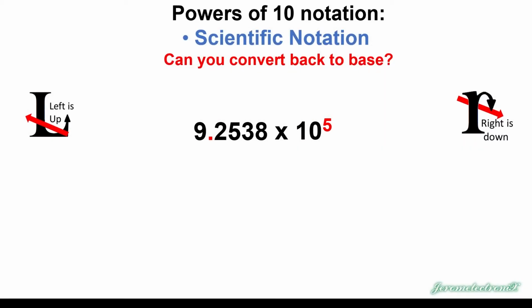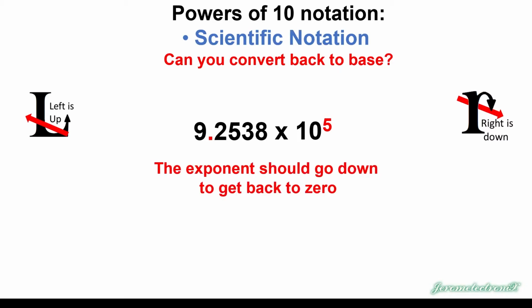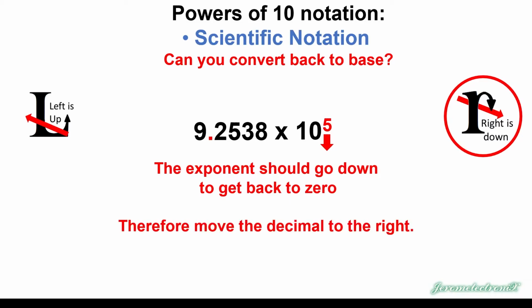Can you convert back to base? Well, that means we need the times 10 to go back to the times 10 to the 0th from whatever it is. In this case, it's a 5. And so we need to subtract and move the decimal to the right until that 5 becomes a 0. So the exponent should go down to get back to 0. The decimal to the right.